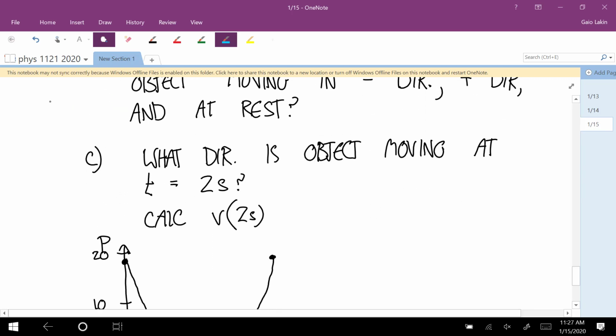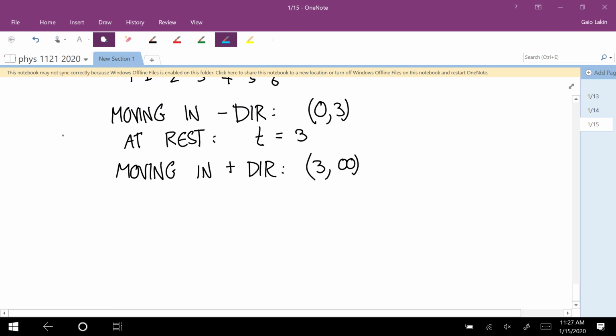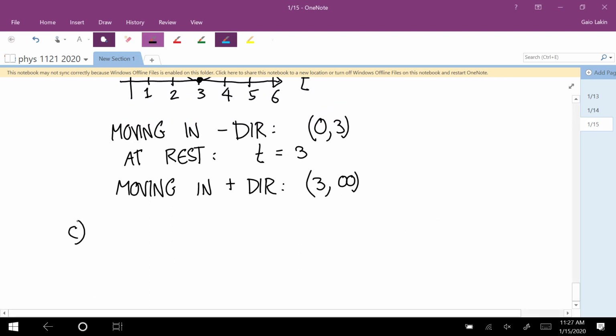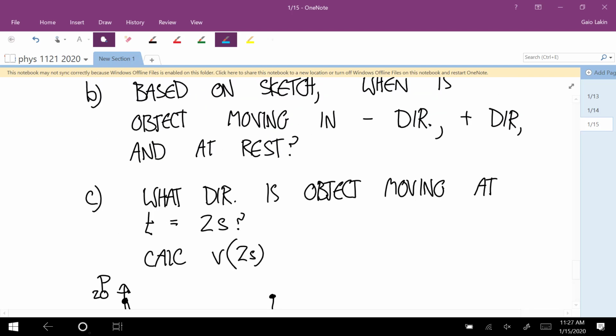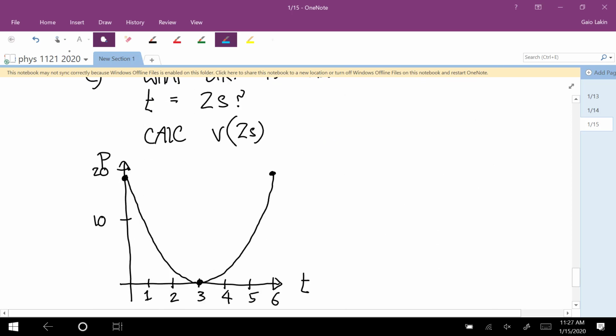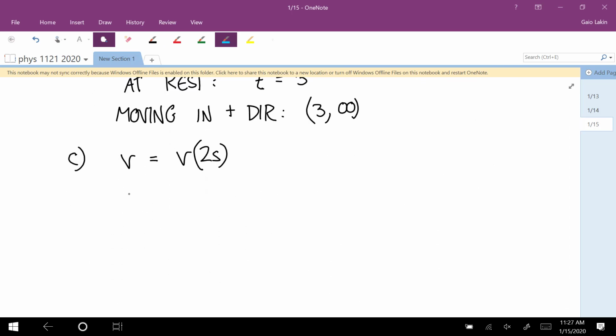And then, so let's calculate for part C, the velocity at time equals 2 seconds. So to do that, we're going to go back to the function. Okay, so our position function is 2 times the quantity t minus 3 squared.